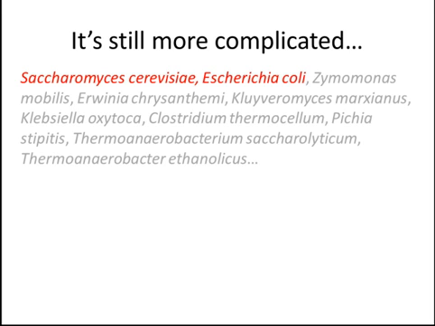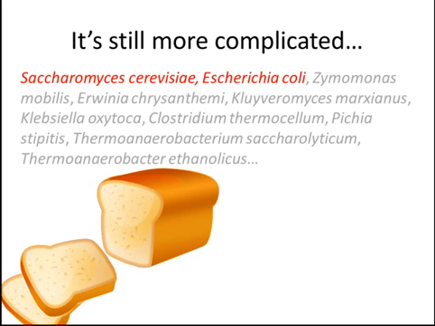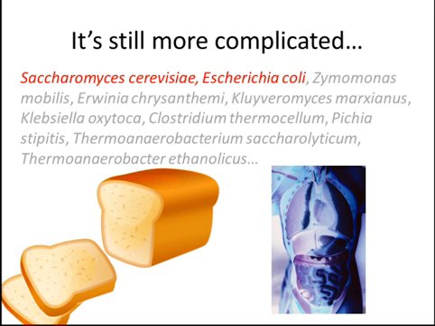But that's not all. Just like there are multiple enzymes and multiple types of biomass, there are also multiple types of organisms that can be used to ferment the plant sugar into ethanol. Here's just a sample. Two of the most prominent are Saccharomyces cerevisiae, which is a yeast, like the ones used to make bread, and Escherichia coli, a bacteria found in human intestines. In fact, it's probably inside of you right now.